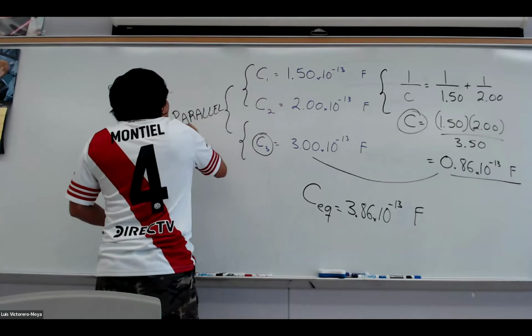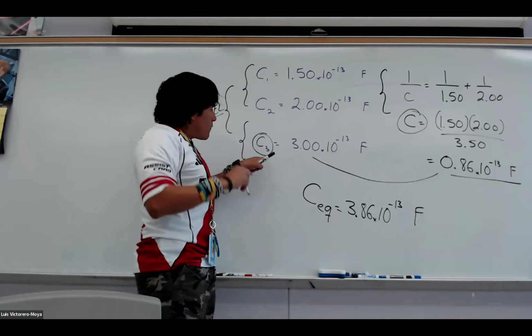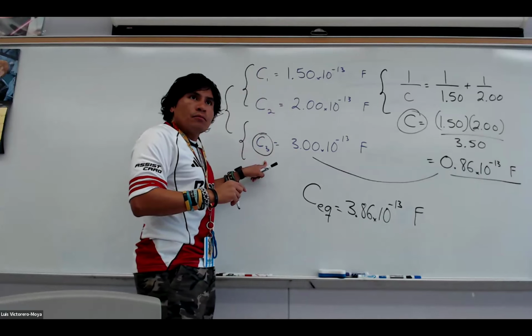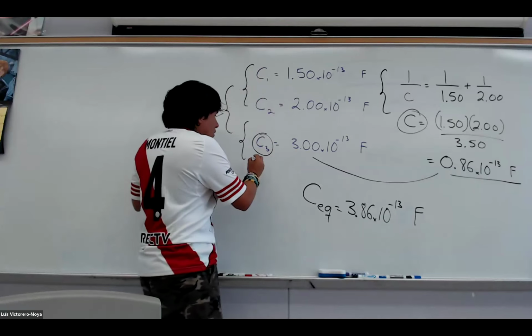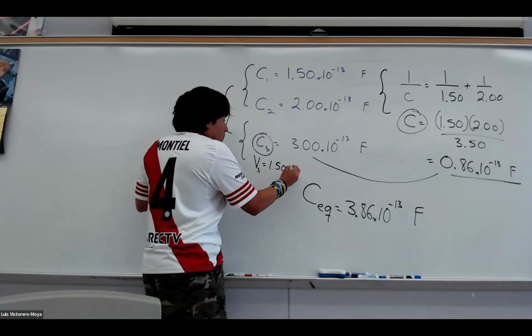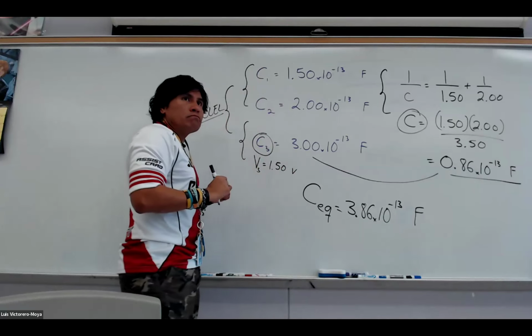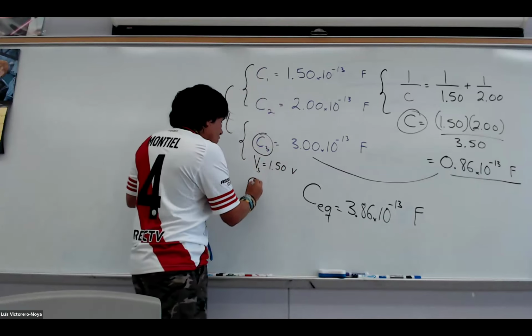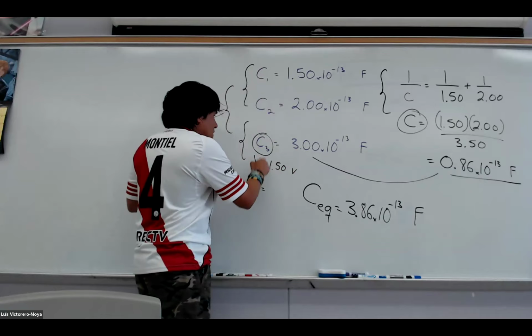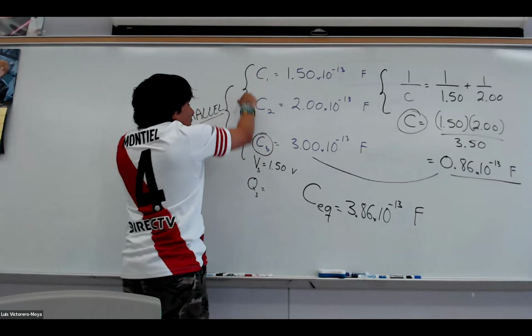So the voltage here is 1.5 volts. If you look at the circuit, the voltage on the third is 1.50. So C times V gives you Q3. Q3 is easy to find, it's this times that. Then how do you find Q here? Q1 and Q2 are the same.